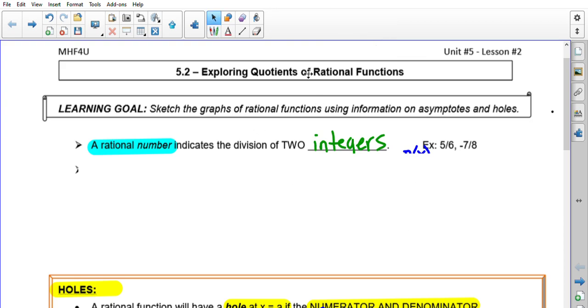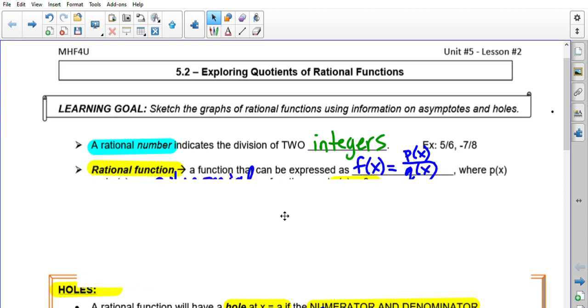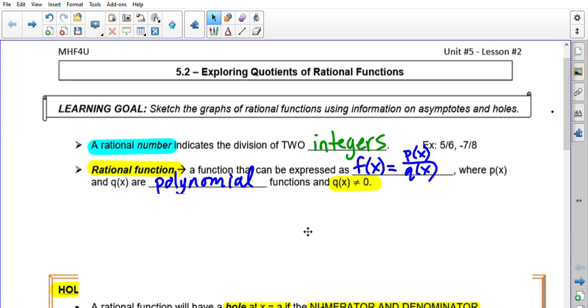So then what does it mean to be a rational function? So that means it is a function that can be expressed as f of x equals p of x divided by q of x, where p and q are both polynomial functions. So basically just a polynomial divided by another polynomial. Keep in mind, because q of x is in the denominator, we always have to have our restrictions that tell us that the denominator cannot equal 0.